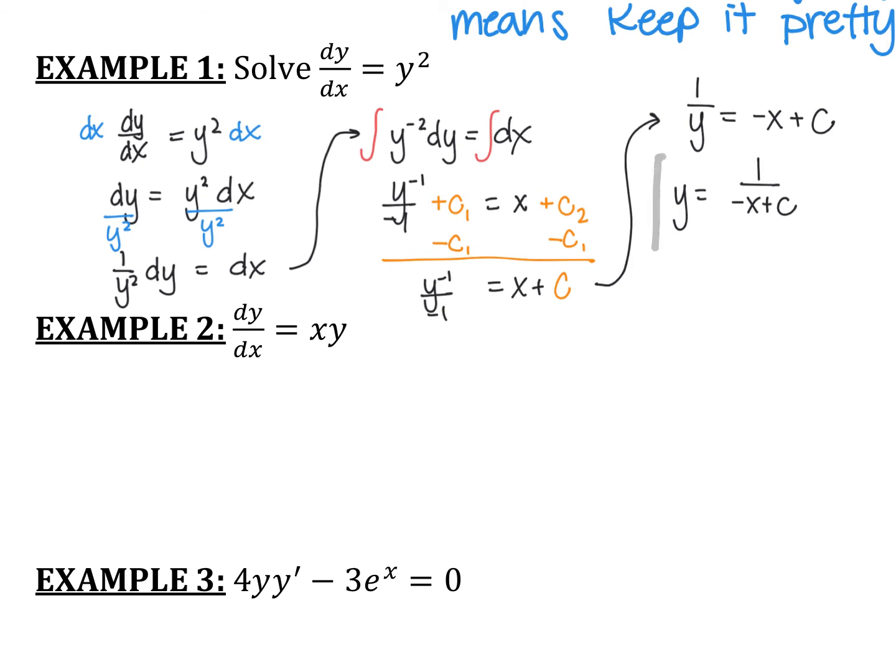I have just solved for the function, or the family of functions, that solve the differential equation dy dx equals y squared. If I were to take the derivative of this expression and substitute it in place of dy dx in this equation, and then substitute y squared into the differential equation, we should get the same thing on both sides.